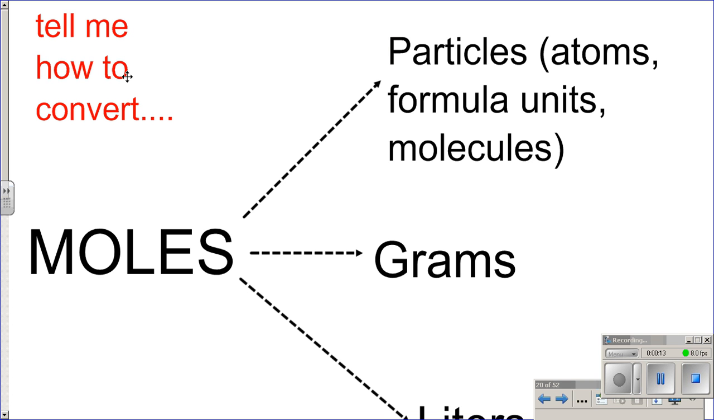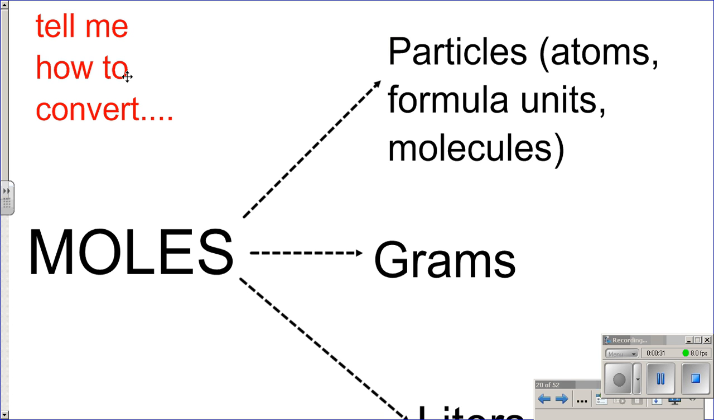So, moles. They are going to be the happiest unit. You will see them all the time. They are the stepping stone to everything else. So if you don't have moles, you're probably going to have to get to moles in your first step of a conversion process. Conversions don't happen in one step. Most of the time, you're going to have 2 steps, maybe even 3 steps in a conversion.